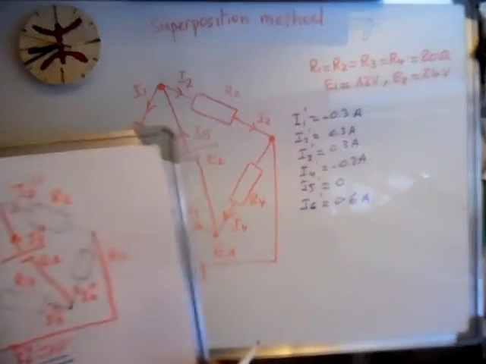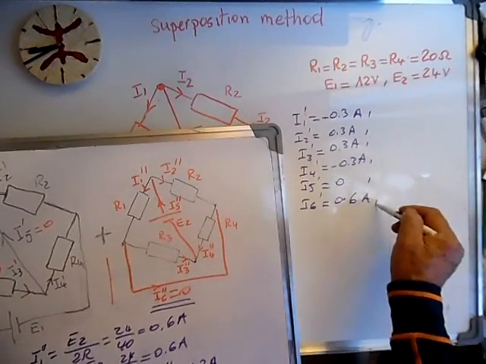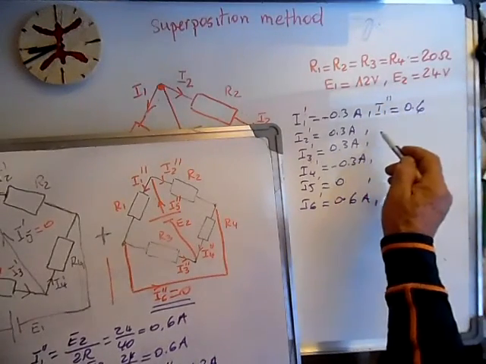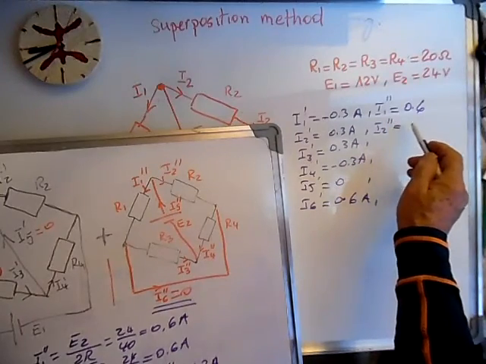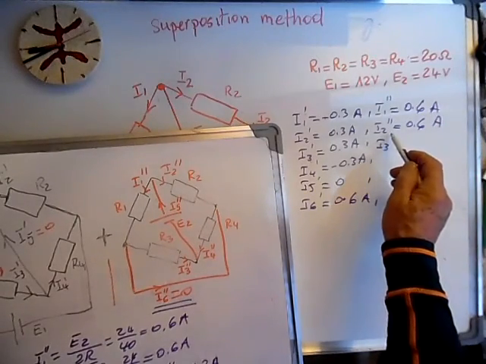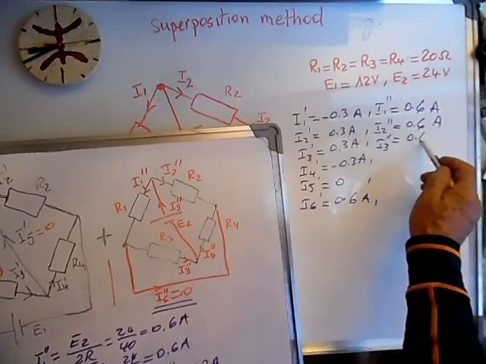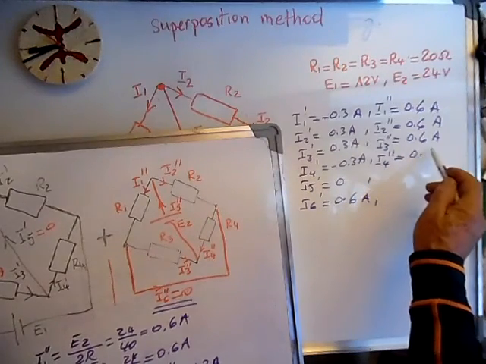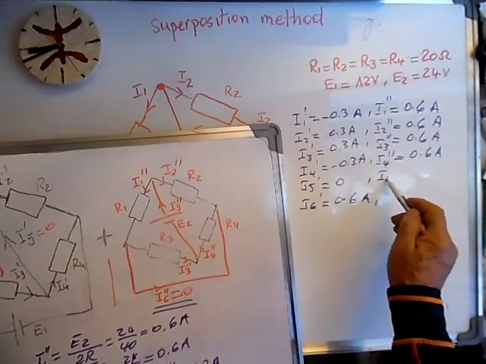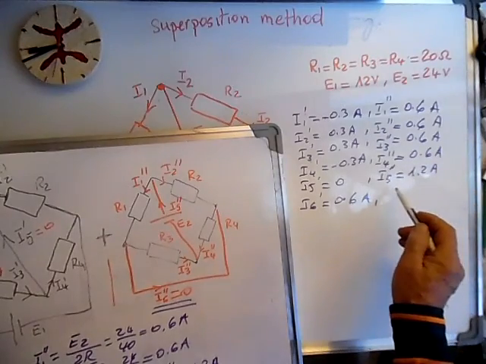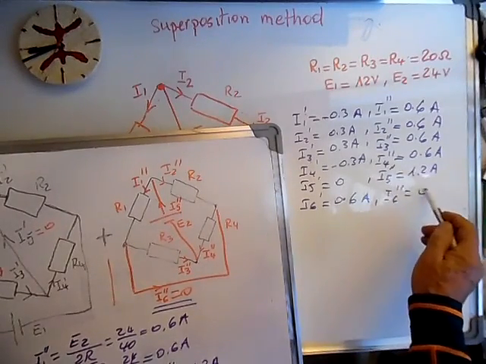So let's write the values here now. I1 second is 0.6, I2 second 0.6 amps, here I3 second is equal to 0.6 amp, I4 second equal to 0.6 amp, I5 second is equal to 1.2 amps, and I6 second is equal to 0.